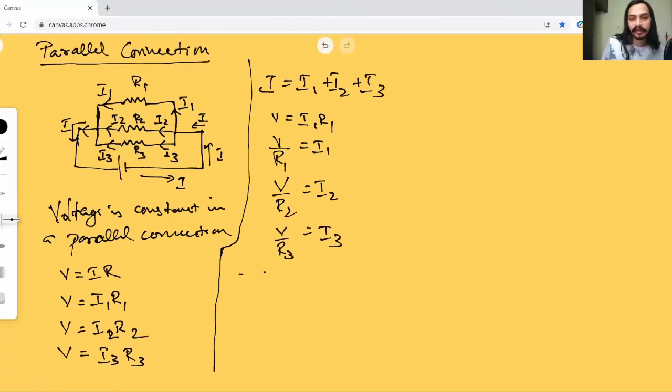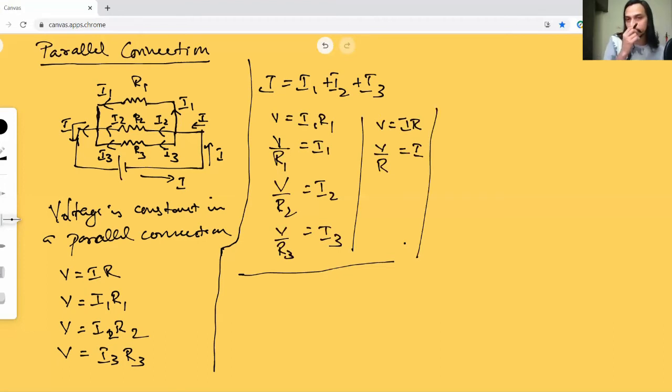And we already know that V equals IR. So that would mean V equals IR, then V by R equals I. Right, from that. Now, if I need to replace this connection, removing all these parallel resistors and just putting one equivalent resistor, how will I do it? That is what I'm trying to find out over here.